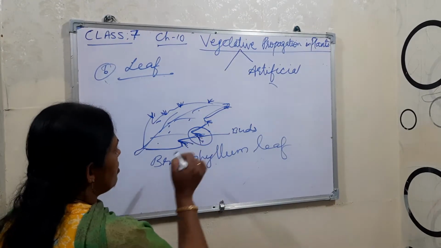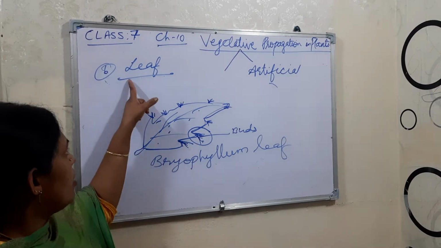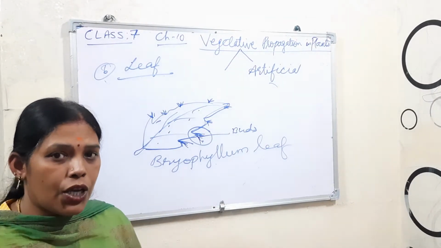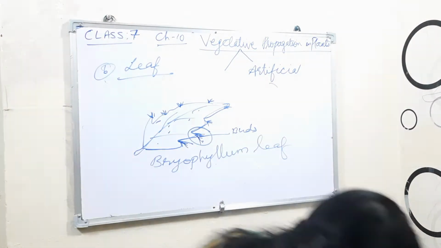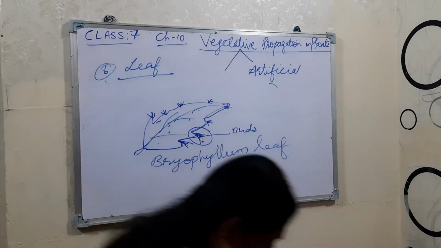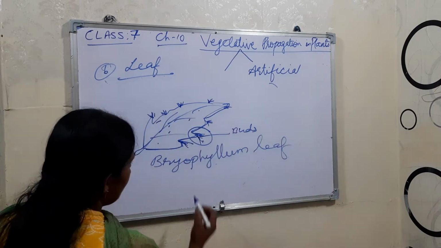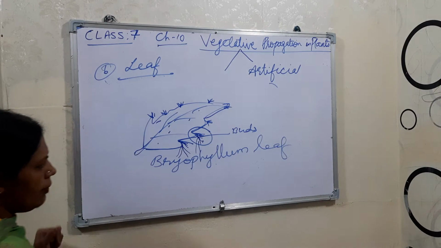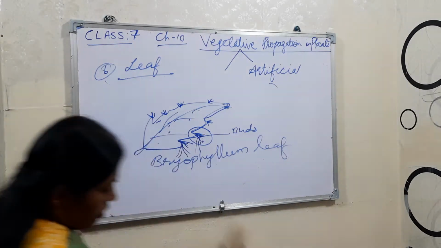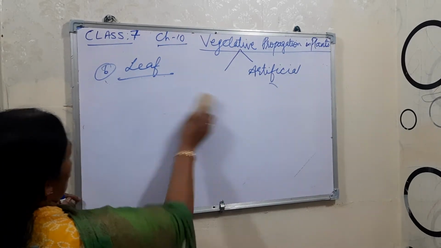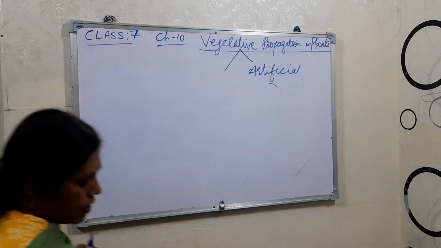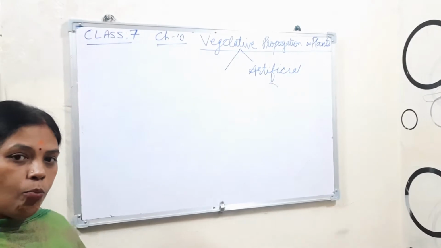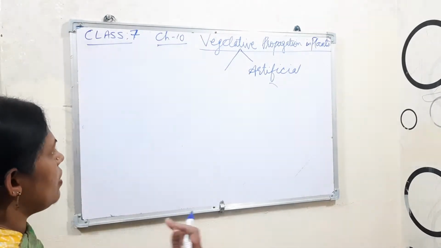So this is how reproduction, vegetative propagation, occurs from the leaf. Now the next one, from that time itself it will get the roots also down. The next propagation is the artificial. Up to this, understood? This is how plants naturally propagate vegetatively.